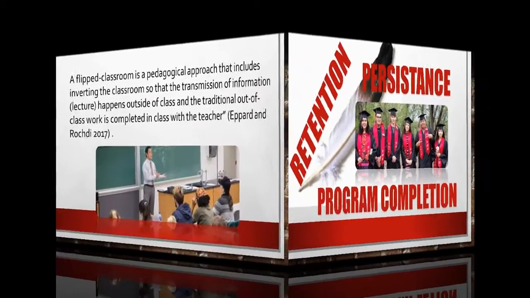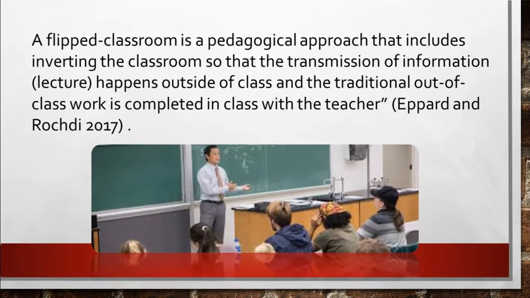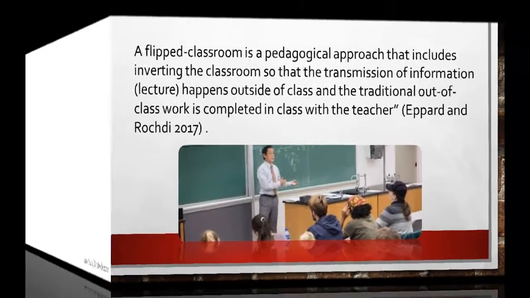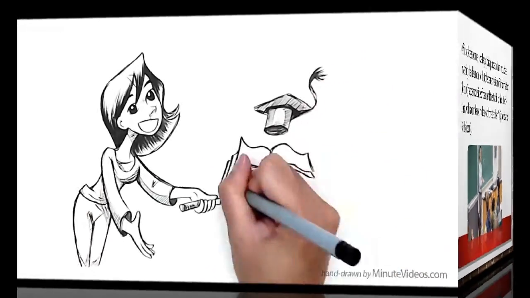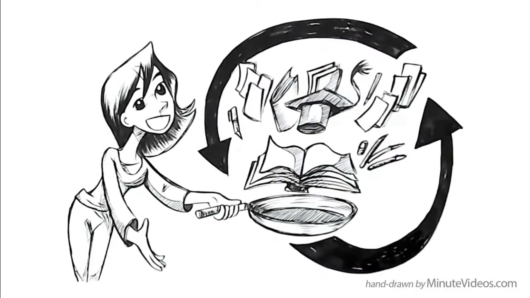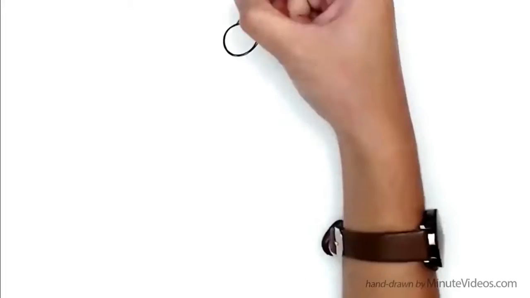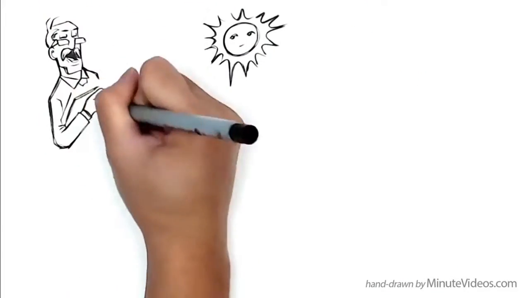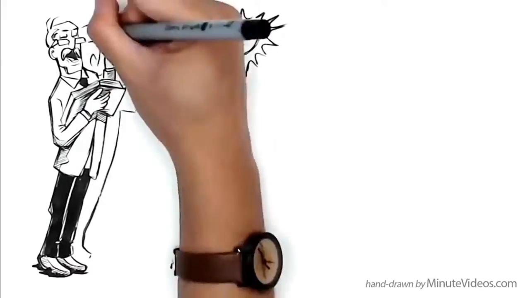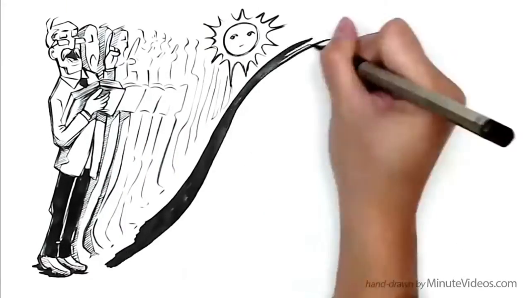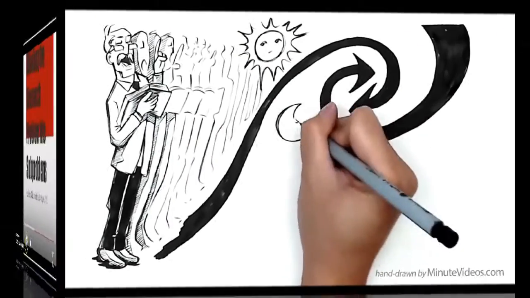The pedagogical approach, defined in short by Eppard and Rajni, includes inverting the classroom so that the transmission of information, lecture, happens outside of class and the traditional out-of-class work is completed in class with the teacher. As teachers, one cannot discount lecture, and most instruction in one way or another will include it, although there needs to be more to have students come to class prepared with some content knowledge to engage in meaningful dialogue.